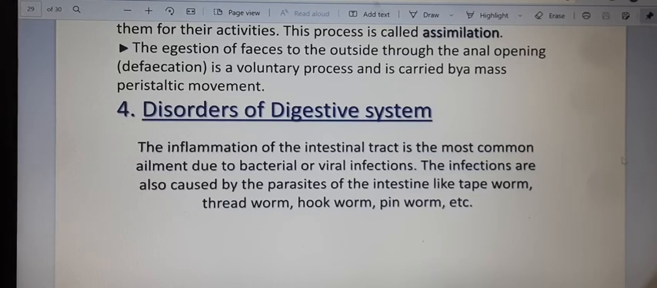With this we have completed our chapter digestion and absorption.